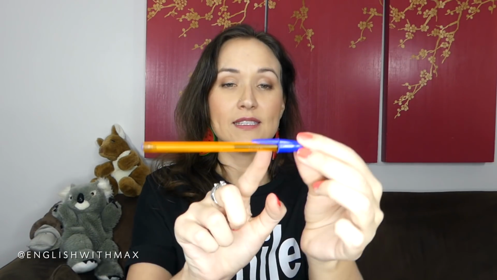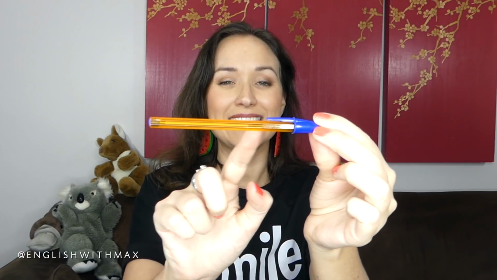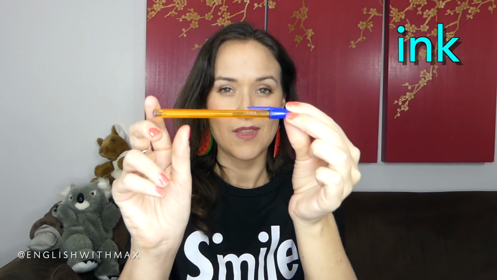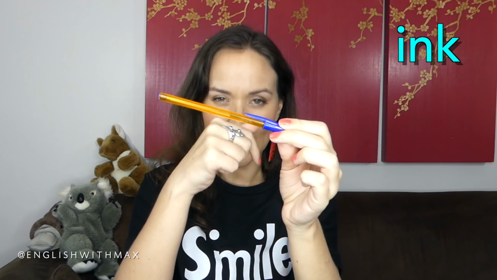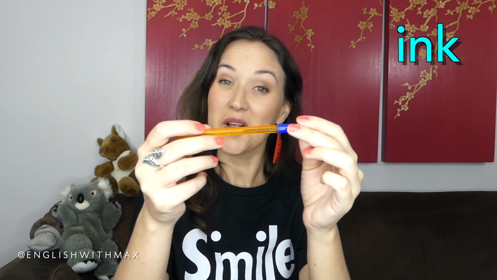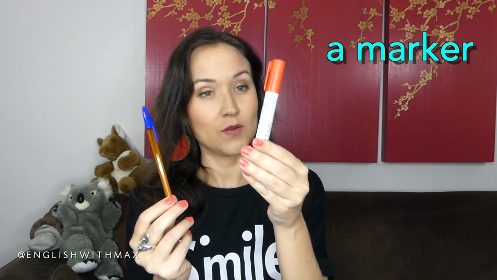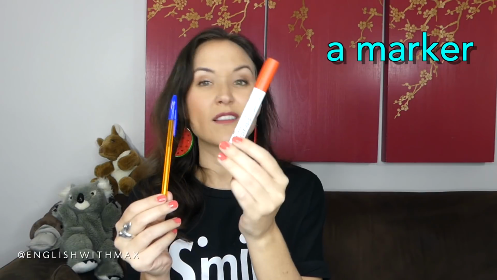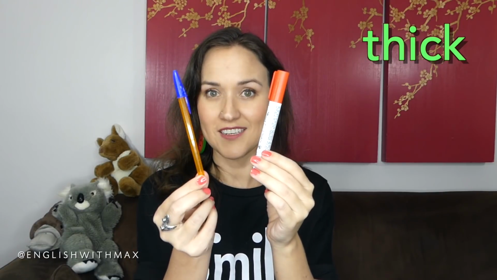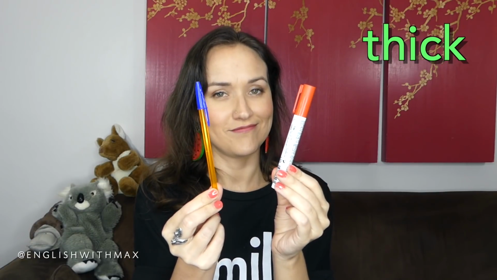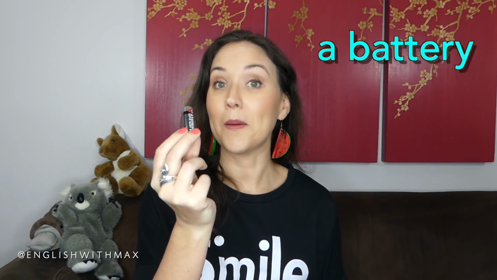What else? Oh yes, this dark bit here, that's the ink. So the ink is the color that comes out. Now this is quite thin. This marker, on the other hand, is rather thick. So thin and thick. Here we have a battery.